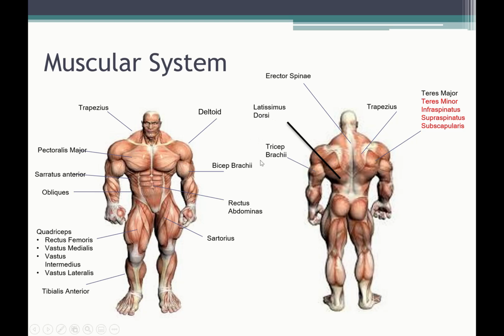The triceps brachii, just like the biceps brachii, we need to know this not just as the triceps, but the triceps brachii.